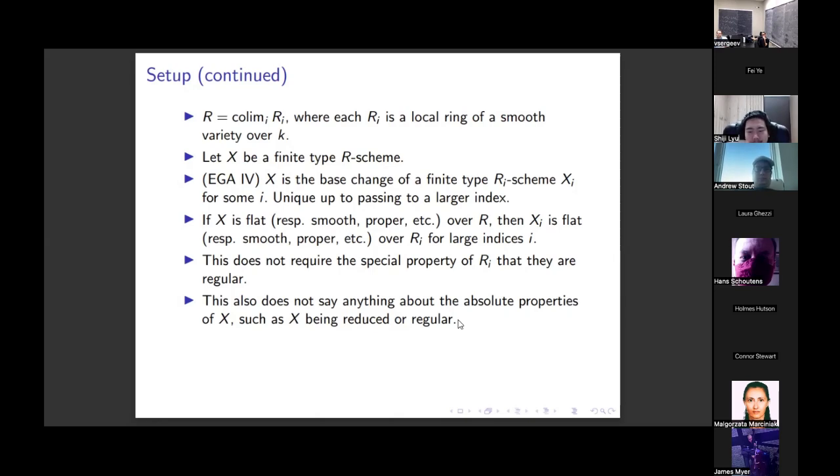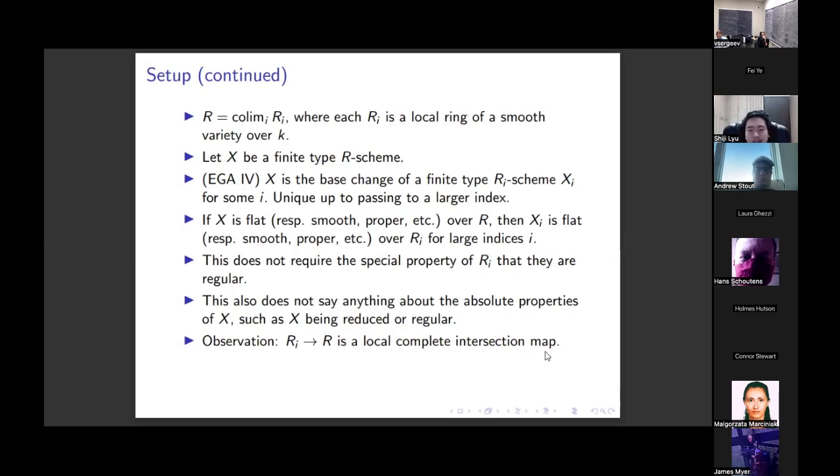But our framework, our observation will tell you that you're actually fine in your situation. And the reason is because, again, the special property that these Ri are regular did not exactly need to be as good as regular. The key property that we want is that Ri to R is a local complete intersection map.